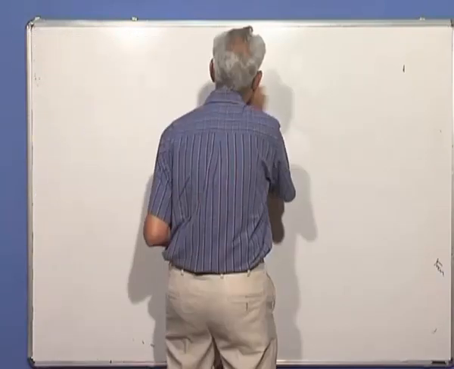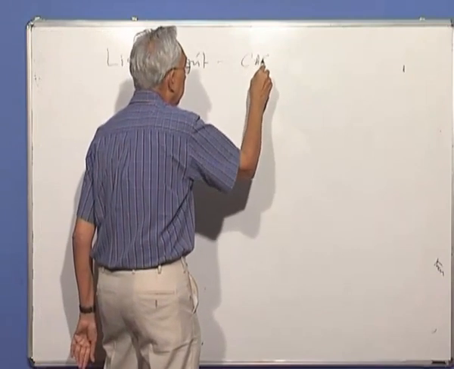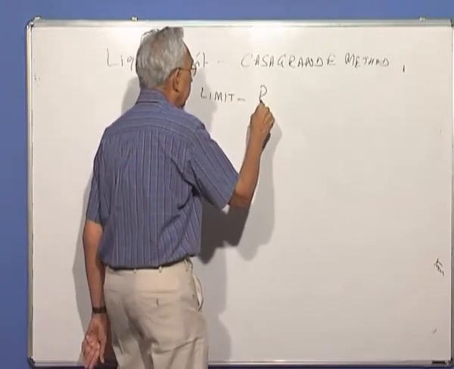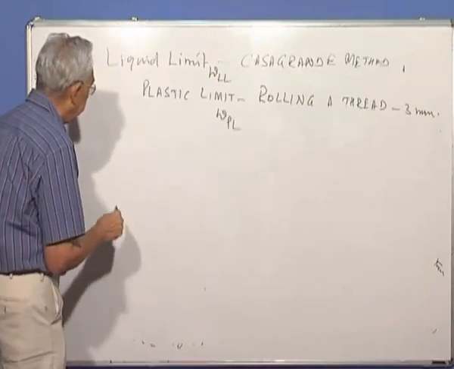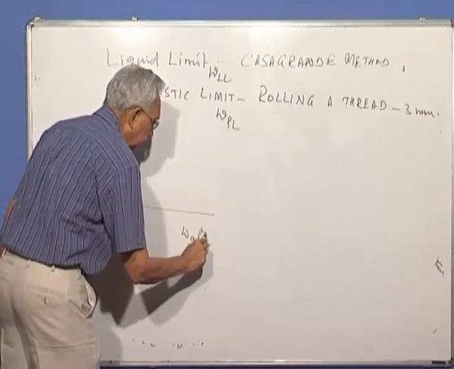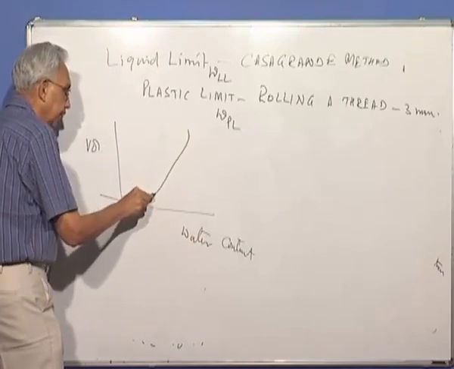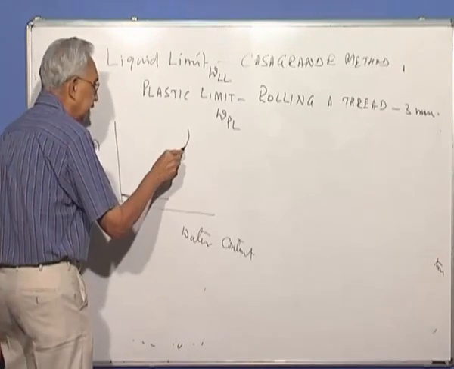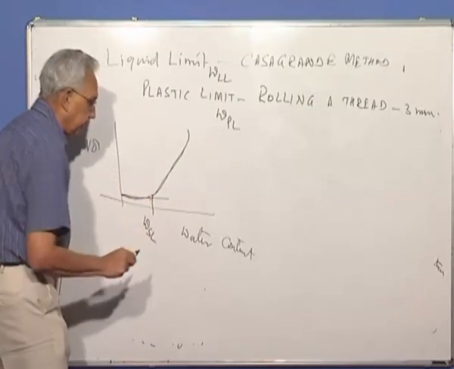So we have liquid limit by the Casagrande method, and plastic limit by rolling a thread. Now to determine the shrinkage limit or to define it, suppose I have water content versus volume. You find that as you decrease the water content, the volume continuously decreases and becomes constant after a certain water content. That is called the shrinkage limit.